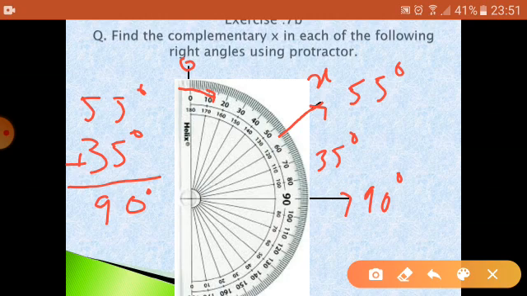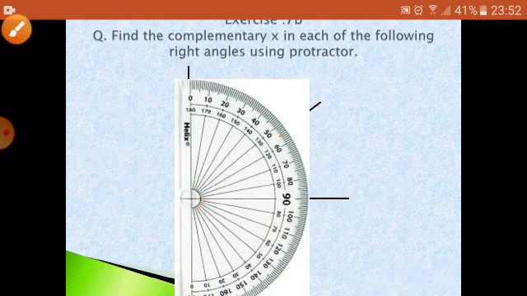So make sure your measurement is right, because sometimes we are not placing the protractor at the correct place. Your vertex should be at the center of the protractor, okay. So this is your vertex, and 90 degrees and 0 should be at the proper place, and after measurement you must check your sum. If the sum is 90 degrees, that means your measurements are okay.